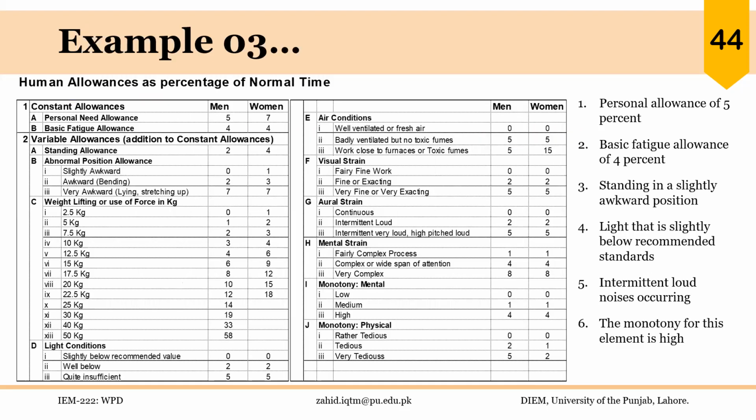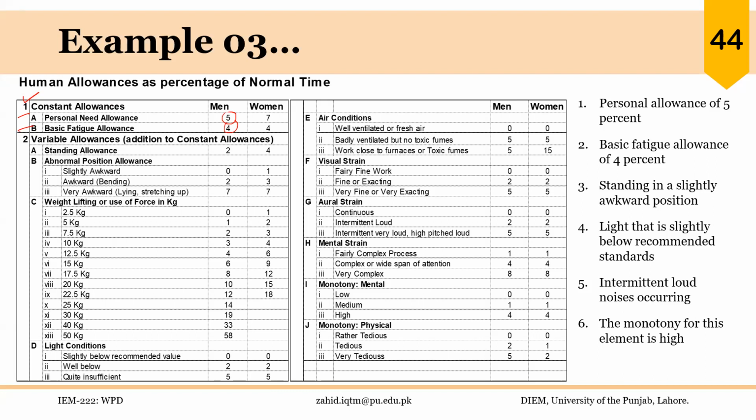So this is the table for different allowances. You could see we have constant allowances. There are two constant allowances, personal need and basic fatigue. So you have to assign 5% personal need allowance and 4% basic fatigue allowance in every case, whatever is the nature of the job. Personal need allowance relates to the personal needs of individuals. They have to drink water, they have to go to the washroom and so on.